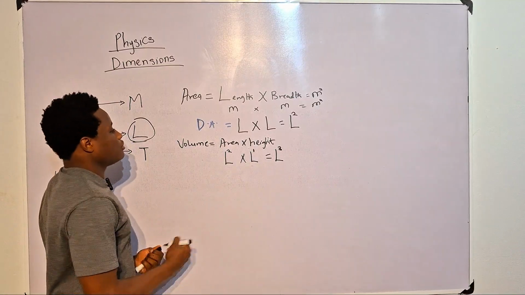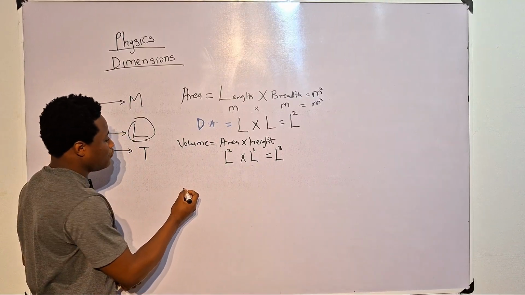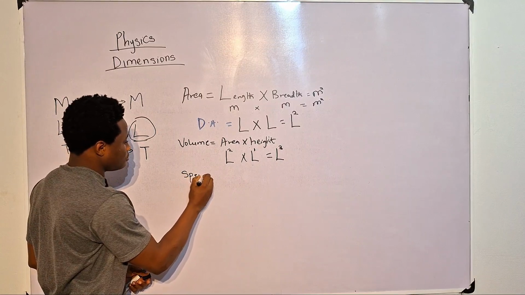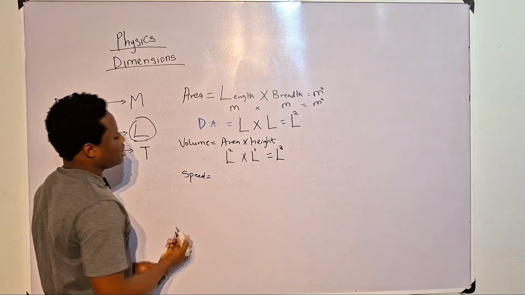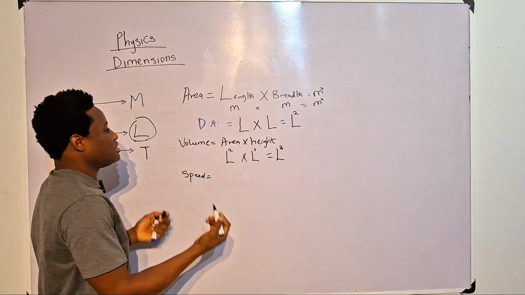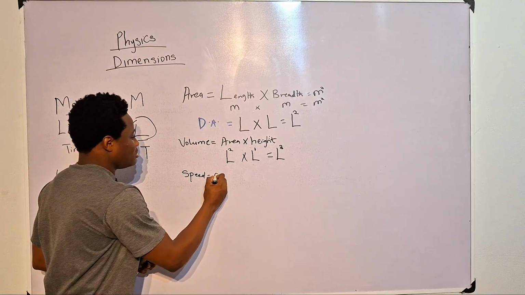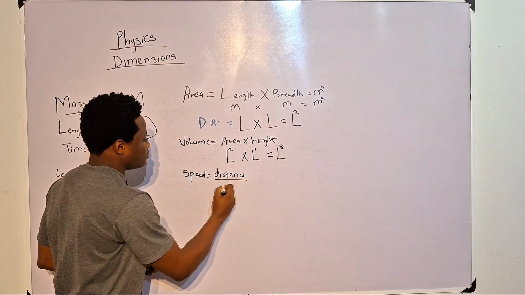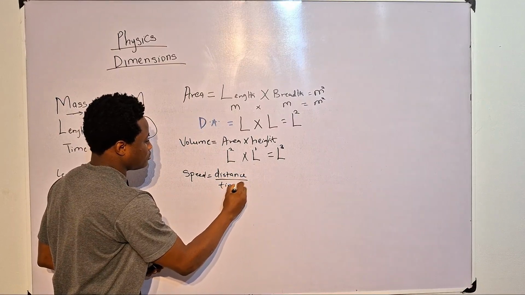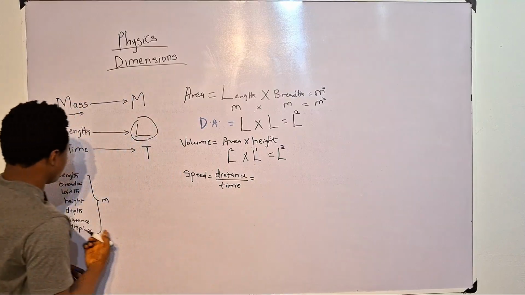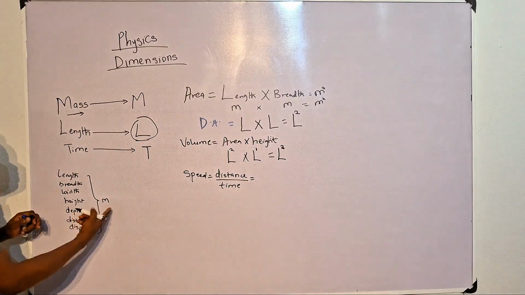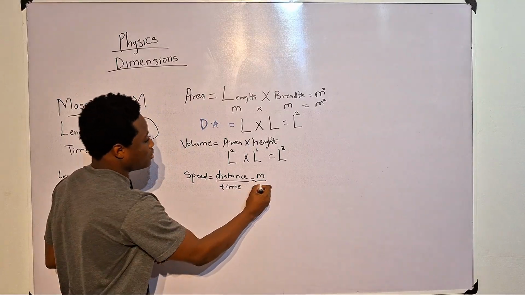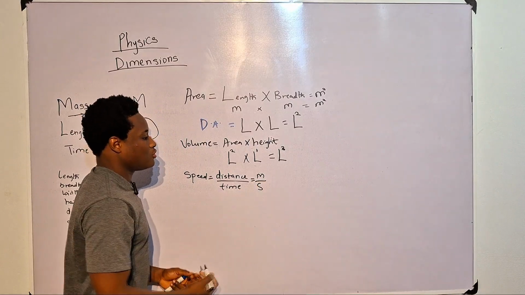So let's continue. And this is for volume. Let's do for speed. For us to get the dimensional analysis for speed, we have to state the formula for speed. And we say speed is distance over time. And from what I've said here, distance is still measured in meter. So we say meter over time, which is measured in seconds. So we write meter per second.